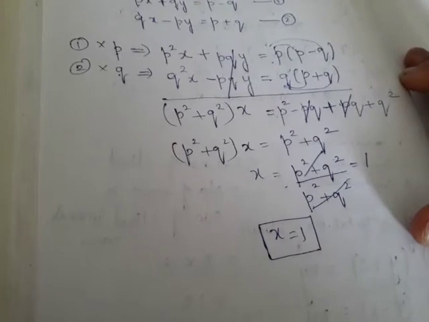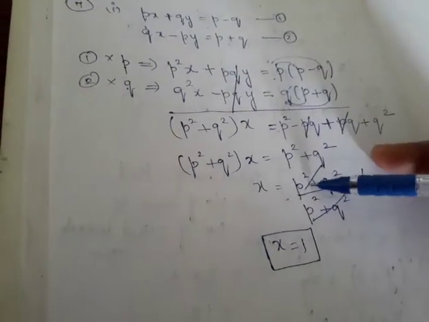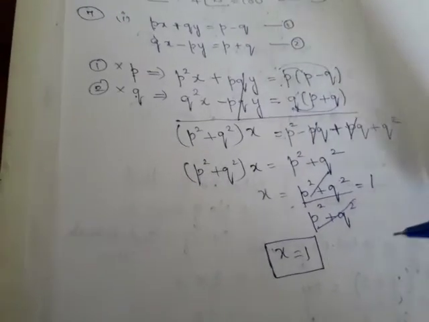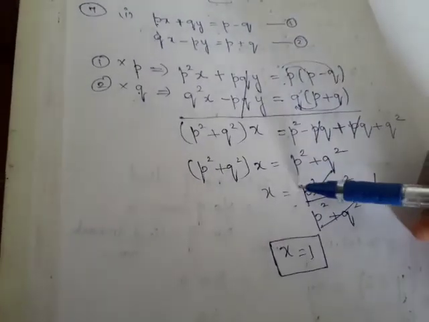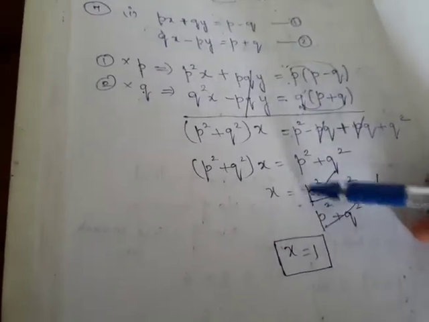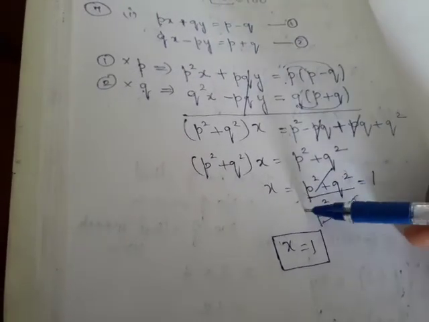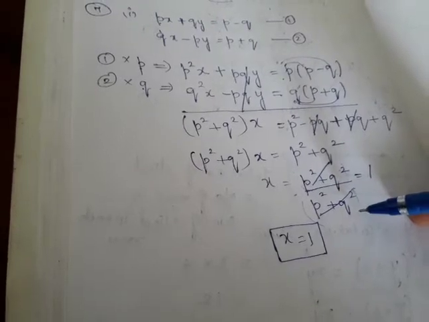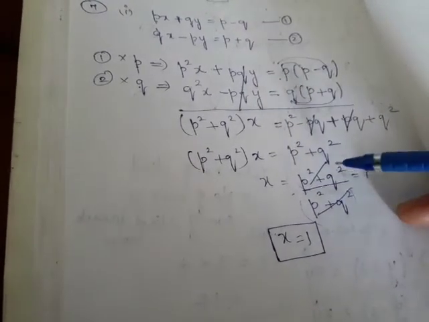You have to be very careful. When you have an addition sign in between, you should not cancel term-wise. Then how have I cancelled here? As an entire term p square plus q square, I cancelled p square plus q square. You should not cancel p square, q square separately.